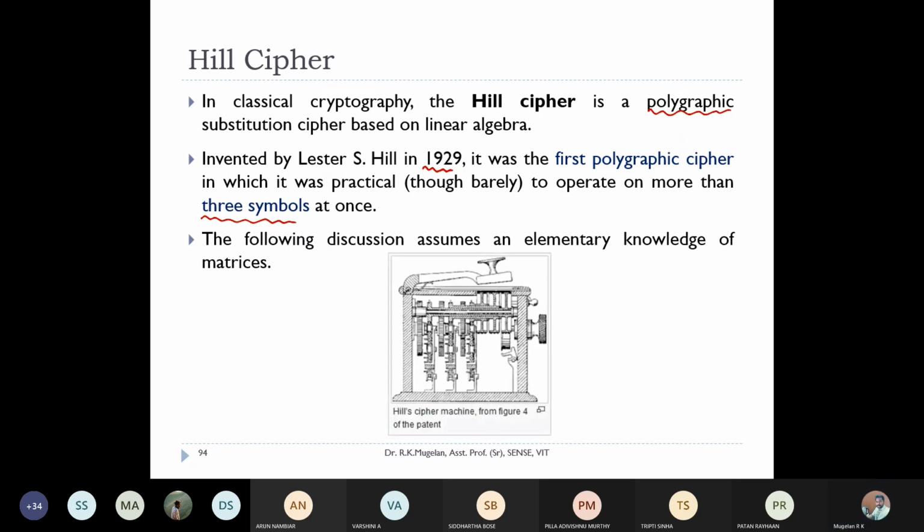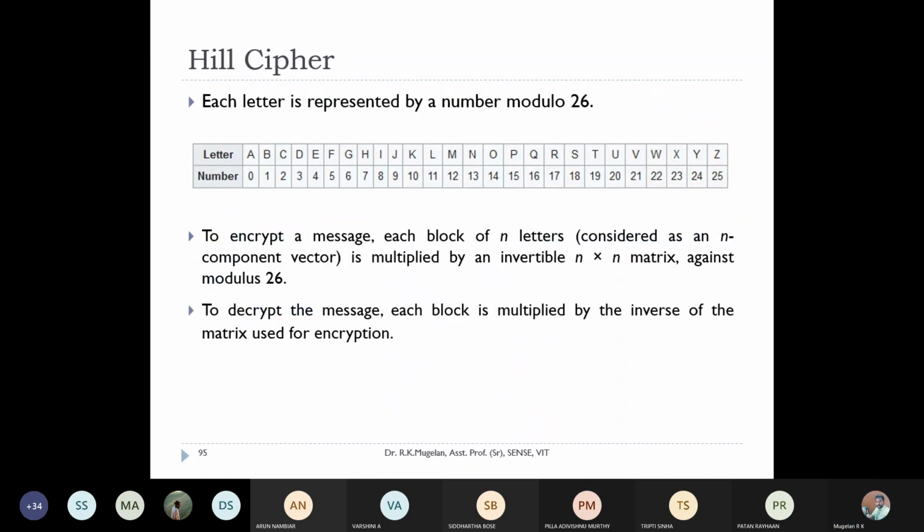Okay. So here we need some basic knowledge about matrices. I'm not going to discuss anything about matrices here; you people have to refresh yourself. Okay. So how this one works, we'll just see. Here you'll be using positional values of the English alphabet from A to Z, giving them the values from 0 to 25. If you want to encrypt each block of letters, like 2 characters or 3 characters, this n will decide the size of the block.